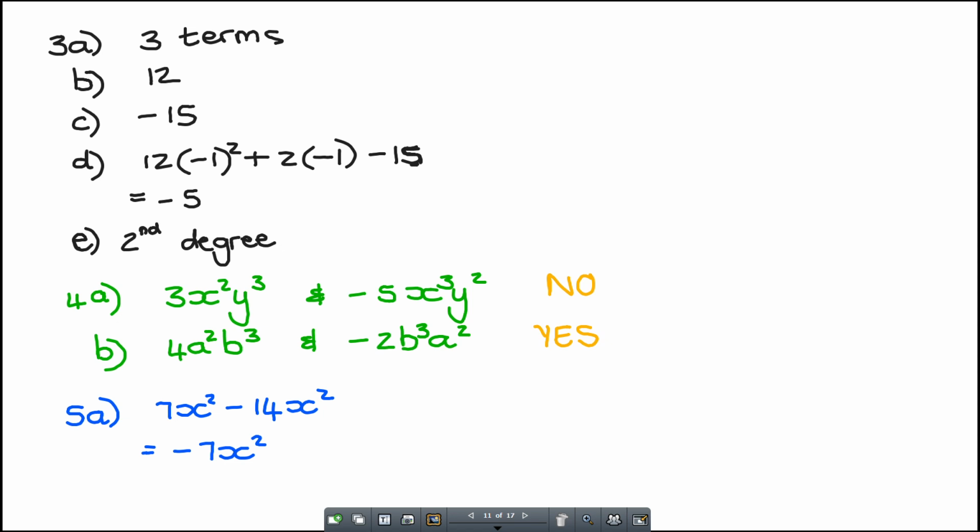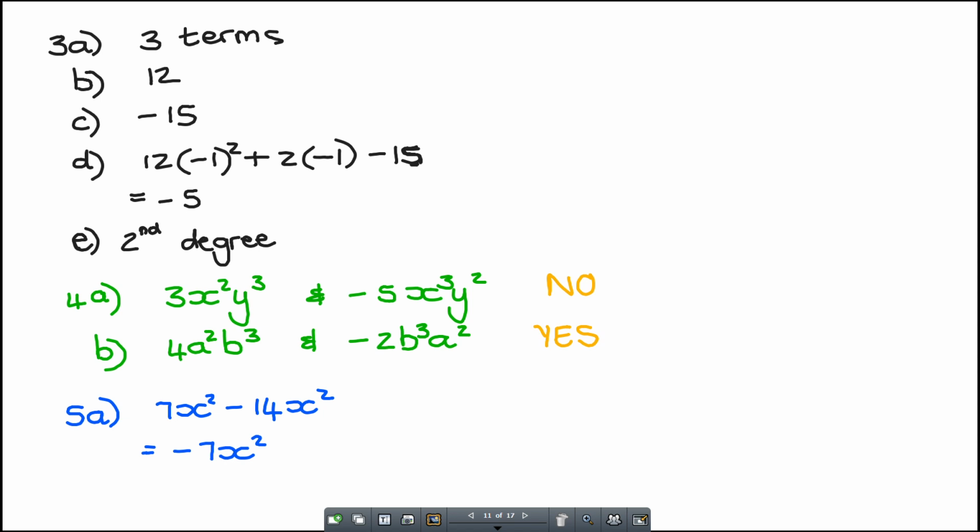Then at E, they asked what's the degree of the expression. Raphael, put it away, thank you. What's the degree of the expression? And then we said we look at the highest power, and the highest power was to the power of 2, so that's why it's second degree. If you only wrote 2 over there, that's also fine. You'd still get your marks.